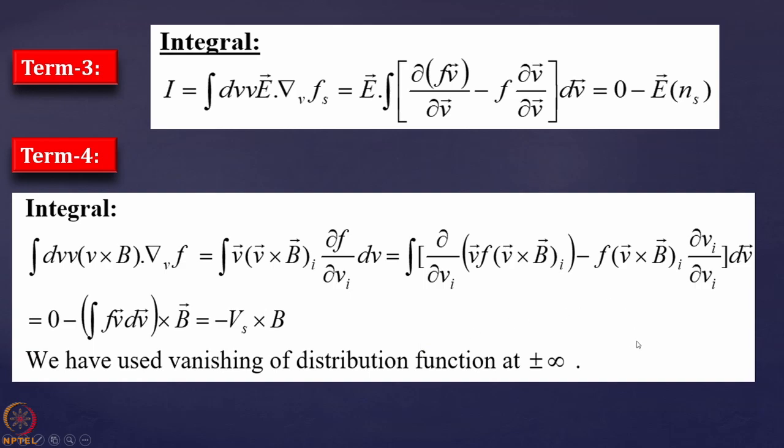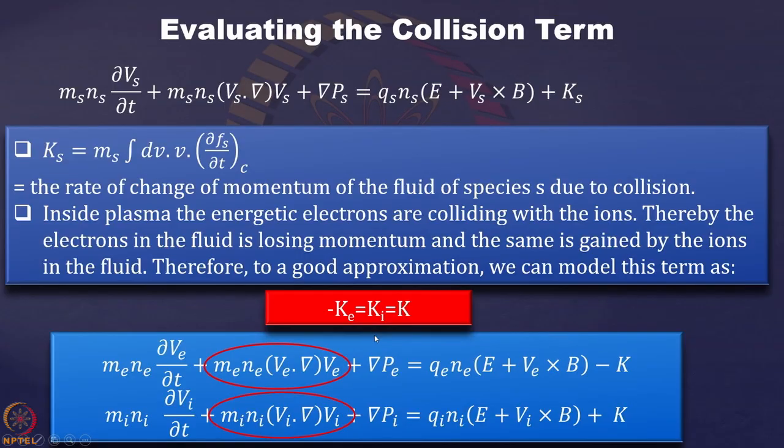In getting this term, this whole term comes out, and we know that this F goes to 0 at both plus minus infinity limits of Vi, and then we get this term 0, and we are left with only this term, and this gives us the center of mass fluid velocity. So Vs cross B. So finally, what are we left with? We are left with the terms ms ns del Vs by del T plus ms ns Vs dot del Vs plus grad Ps is equal to Qs ns E plus Vs cross B plus Ks.